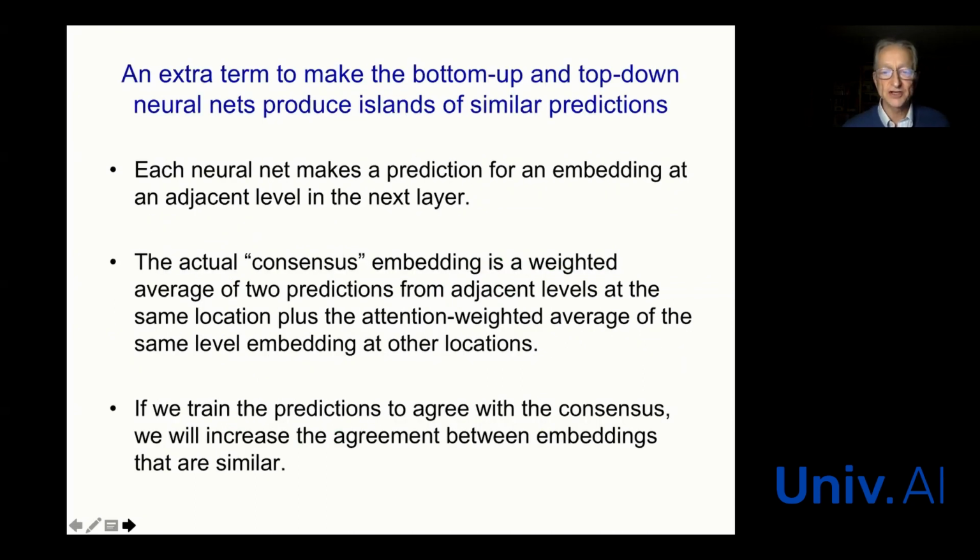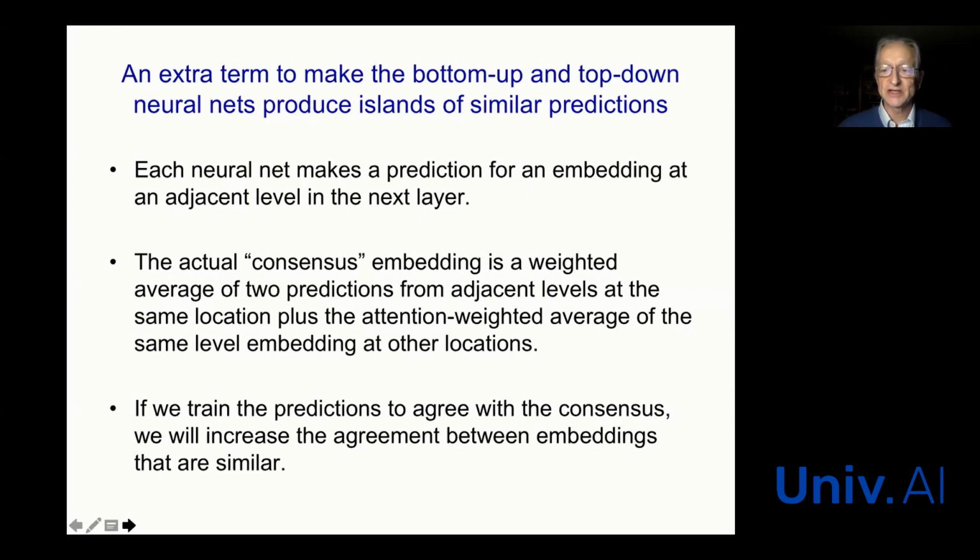At a given location, a neural net is making a prediction for the embedding at an adjacent level in the next layer. So level L is getting input from a top-down neural net, that was the red arrow, and input from a bottom-up neural net, that was the blue arrow, and we want to train those nets. And the way that you train those nets is, each of those nets makes a prediction.